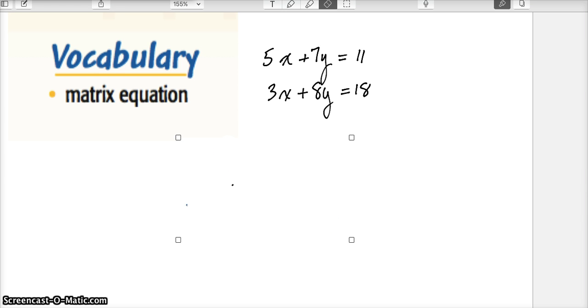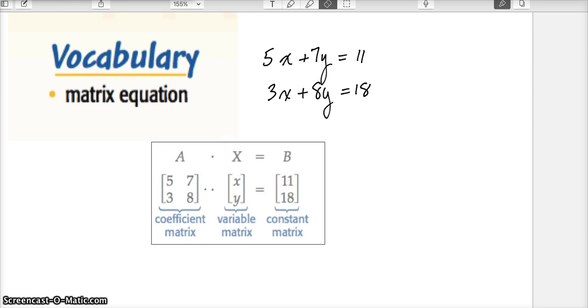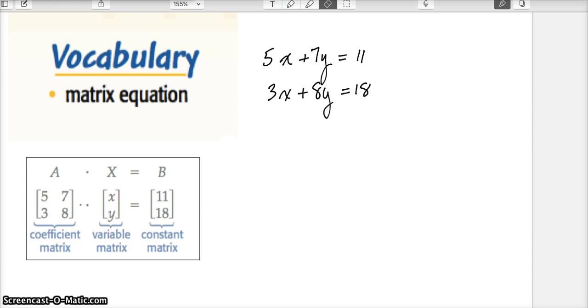Let me see if I can find it. There it is. Gone and back. Let's see if I can get it to come out. All right, I'm going to slide it over here. You can kind of see it.